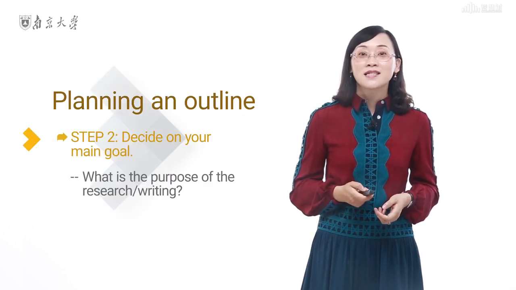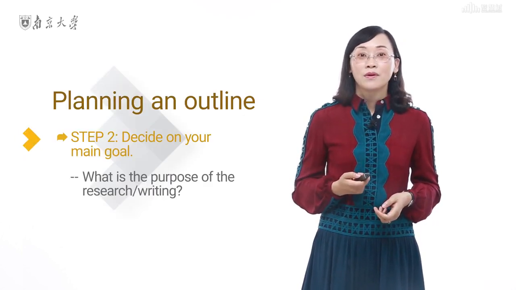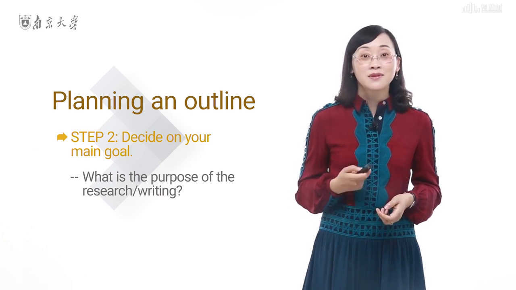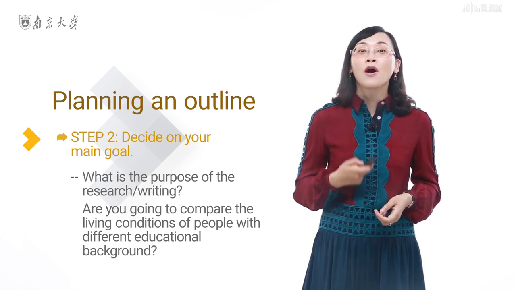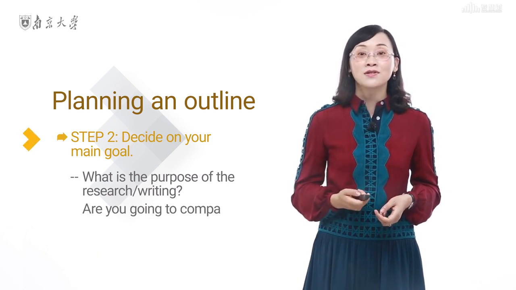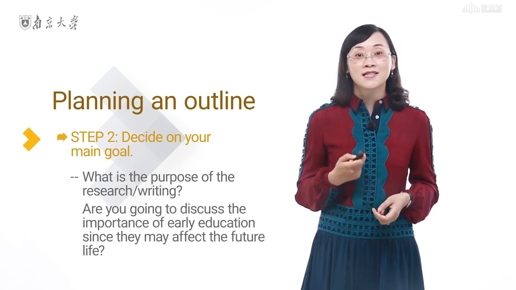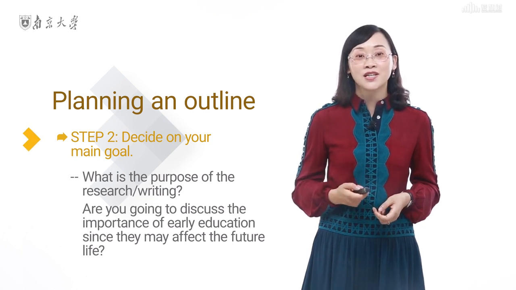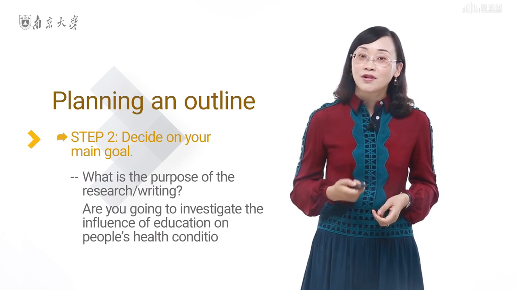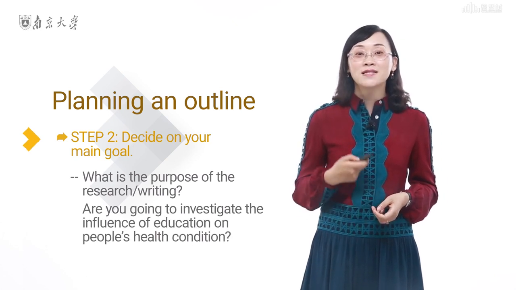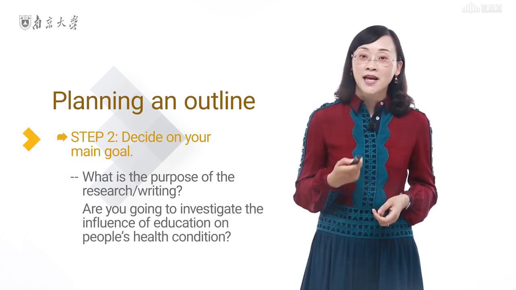Step 2. Decide on your main goal. What is the purpose of conducting the research? Are you going to compare the living conditions of people with different educational backgrounds? Are you going to discuss the importance of early education since it may affect future life? Are you going to investigate the influence of education on people's health condition?